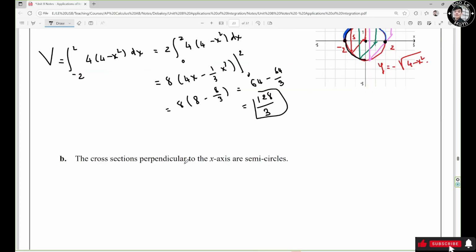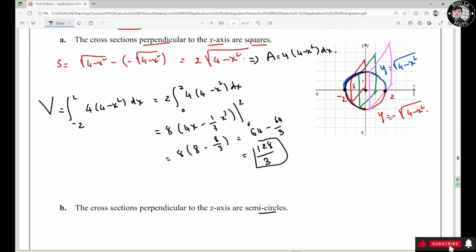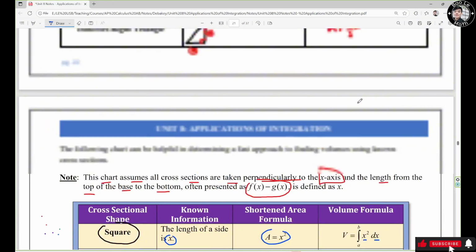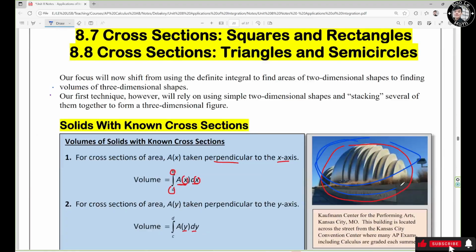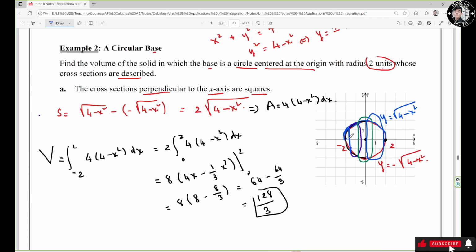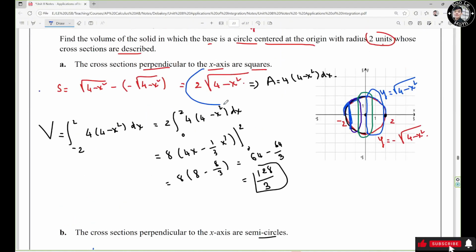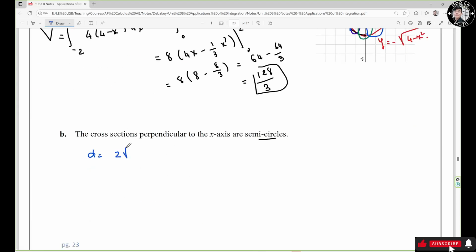The cross sections perpendicular to the x-axis are semicircles, right? Now, if you sketch this one, it's going to be something like this. It looks like this one right here. But the base is the circle, right? The diameter should be this guy right here, the difference between the upper function and the lower function, right? So the diameter is going to be right here. Alright, so it could be 2 square root of 4 minus s squared, right?